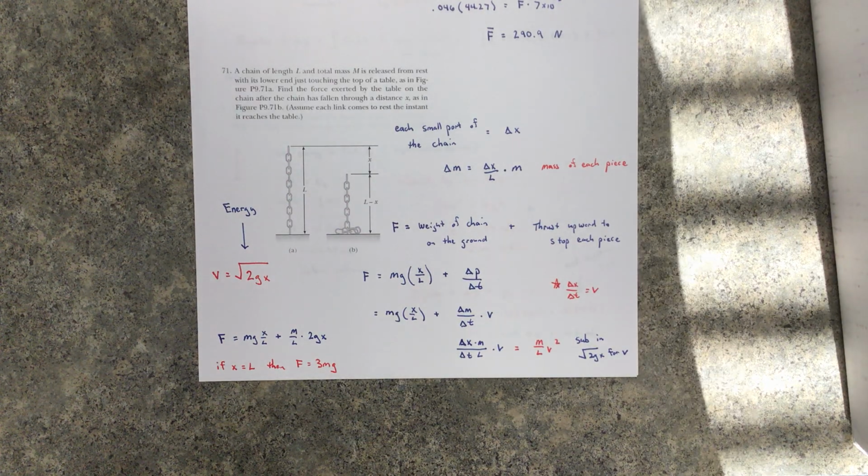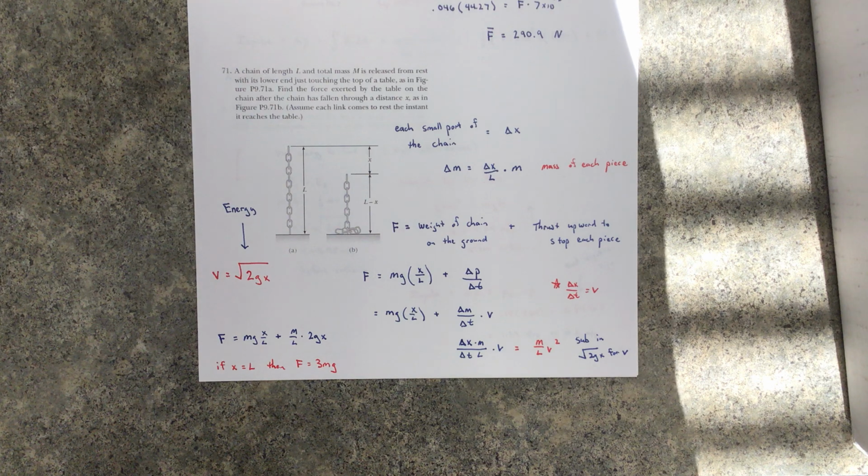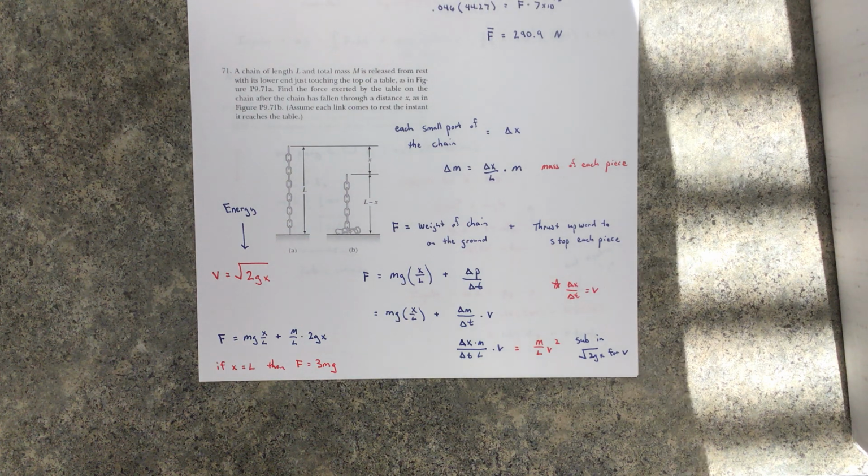All right, let's talk through the falling chain problem. This is just from the key that's online, but I thought I should talk you through it. We're looking for the force as a function of x, being the distance each little chain link has fallen. Some of the chain doesn't have to fall at all, so x is 0, and some of the chain has to fall a distance L. But x varies from 0 to L.